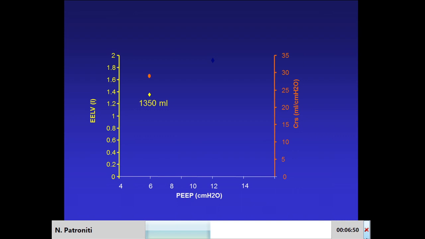You have a ventilator that gives you end expiratory lung volume. You are at a PIP of 6, with an end expiratory lung volume of 1,350 and this compliance. If you don't have any recruitment and you change the PIP, you expect a change in volume due just to the compliance and the PIP change. So if you have a compliance of 29, you will end up with 174 of volume.